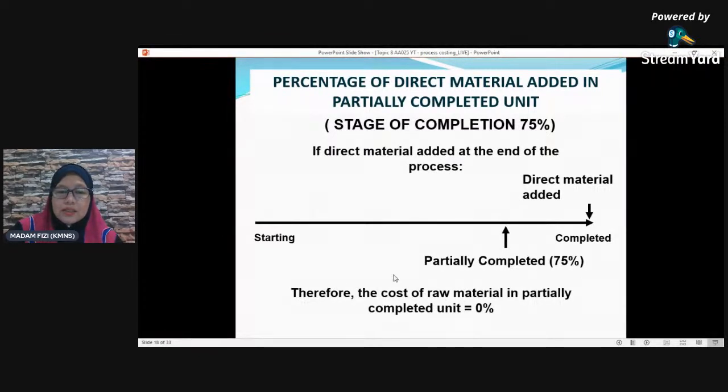Okay. Saya hope that masa awak baca soalan nanti, awak kena tengok soalan tu dia mention apa. The direct material is added at the beginning ke ataupun the direct material is added at the end of the process. Yeah? Dalam tahap awak matrikulasi, dia tak akan uji awak if direct material is added at the 50% ke 75% ke, tak ada. Dia just uji awak if the direct material is added at the beginning or at the end of the process, tu saja.